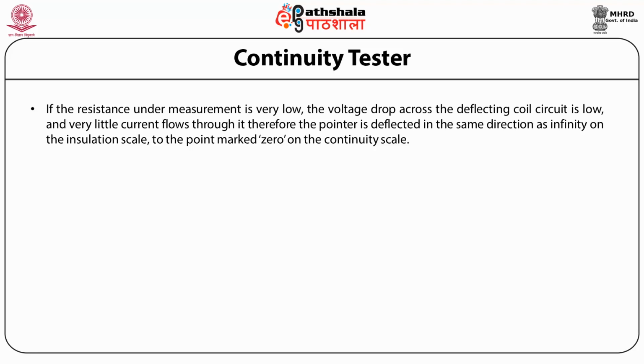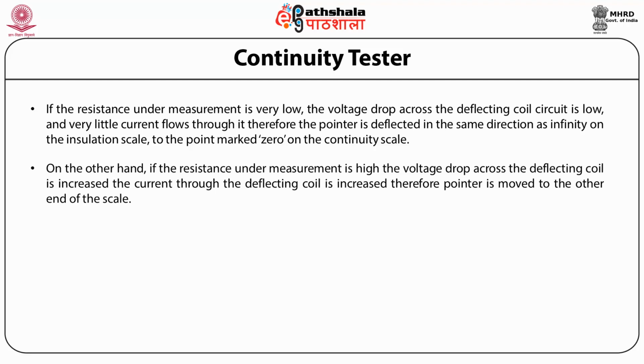Therefore, the pointer is deflected in the same direction as infinity on the insulation scale to the point marked 0 on the continuity scale. On the other hand, if the resistance under measurement is high, the voltage drop across the deflecting coil is increased. The current through the deflecting coil is increased. Therefore, the pointer is moved to the other end of the scale.